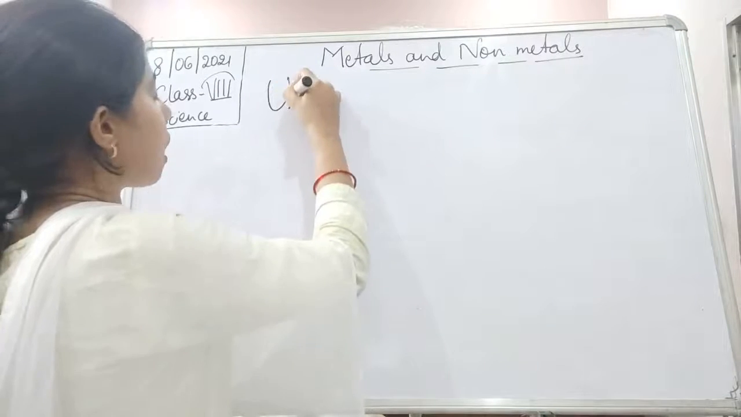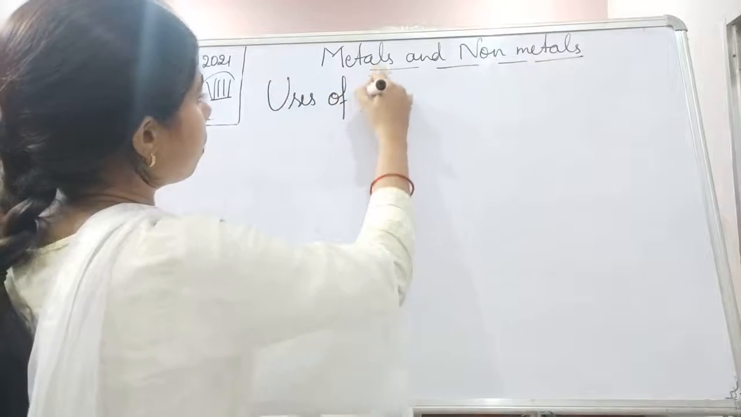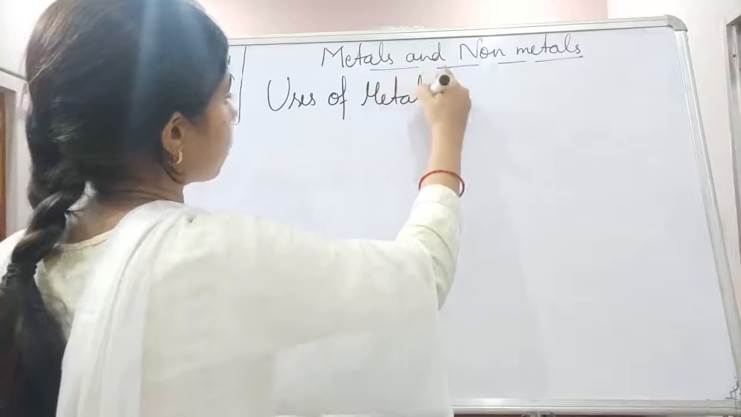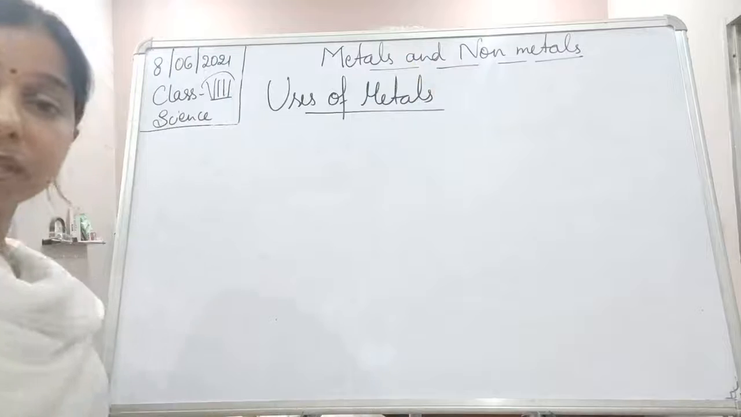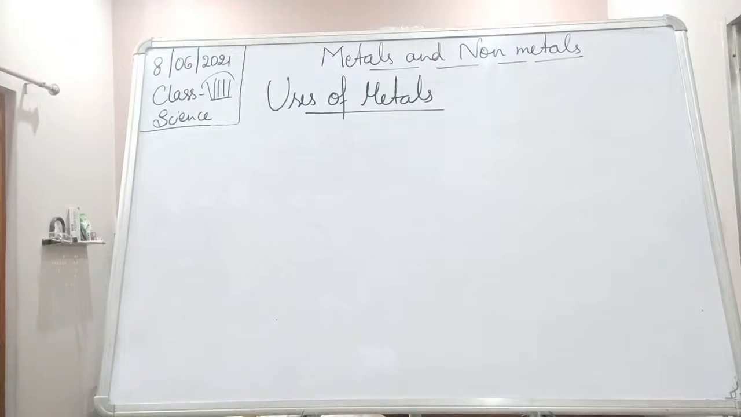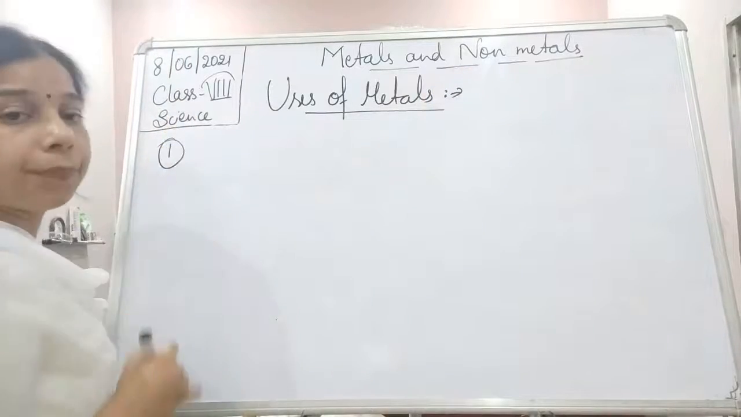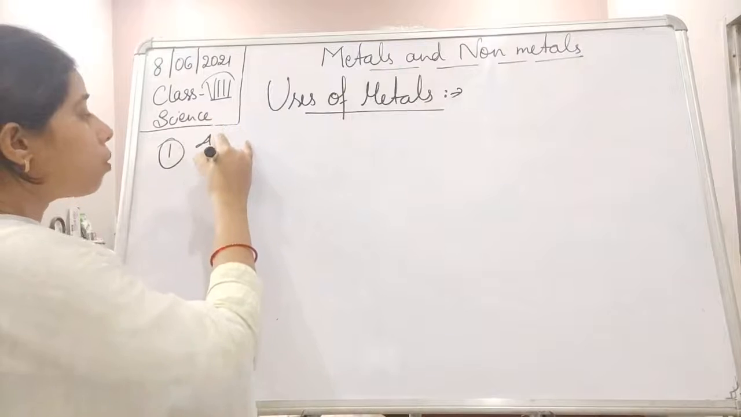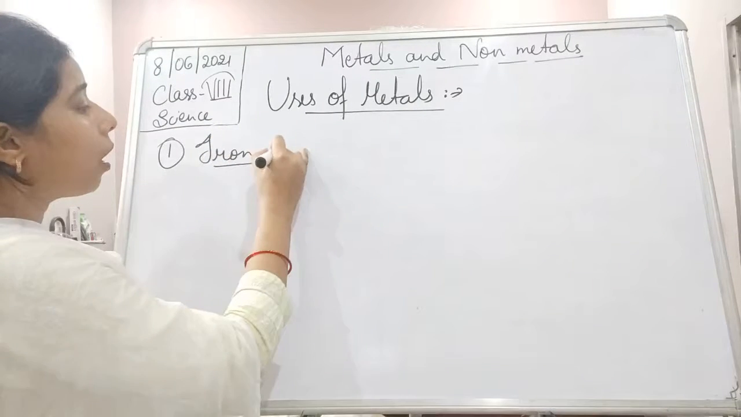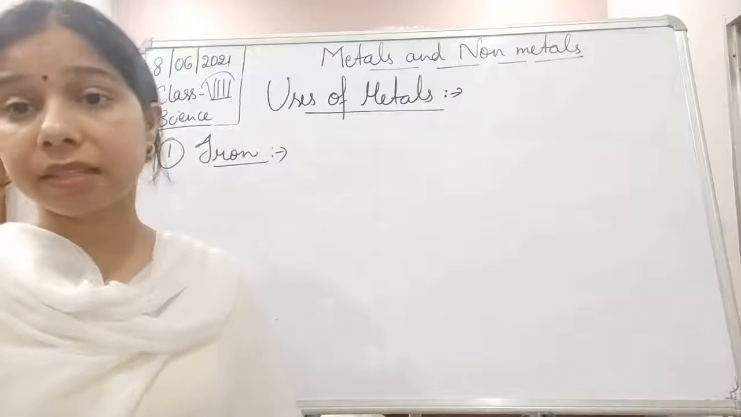So we will start with the uses of metals. Uses of metals, students. The first one is iron. Iron is used for many things. You know that iron has a very high tensile strength.